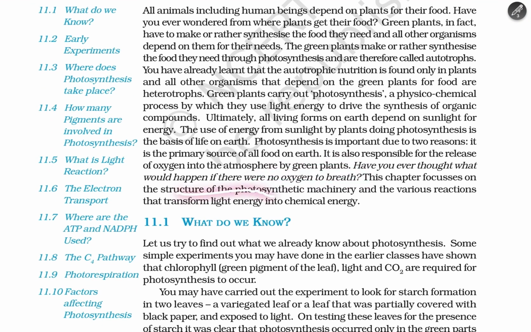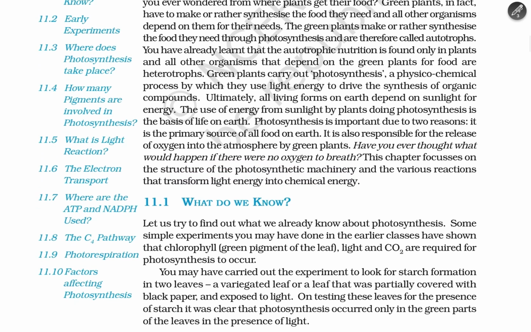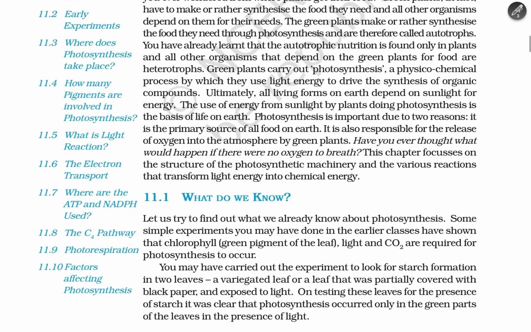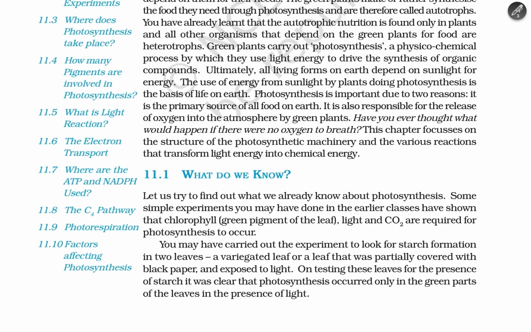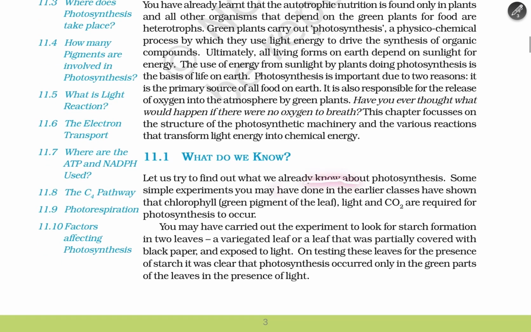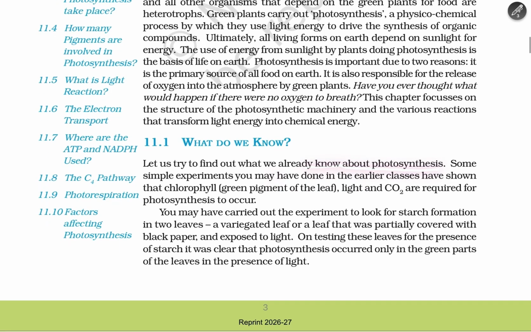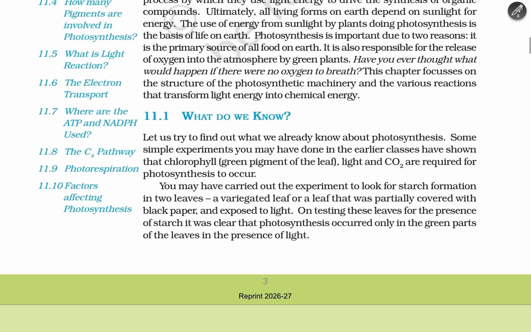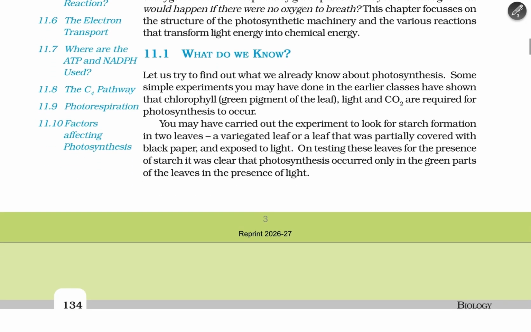This chapter focuses on the structures of the photosynthetic machinery and the various reactions that transform light energy into chemical energy. What do we know? Let us try to find out what we already know about photosynthesis. Some simple experiments you may have done in the early classes have shown that chlorophyll, a green pigment of leaves, light, and carbon dioxide are required for photosynthesis to occur.